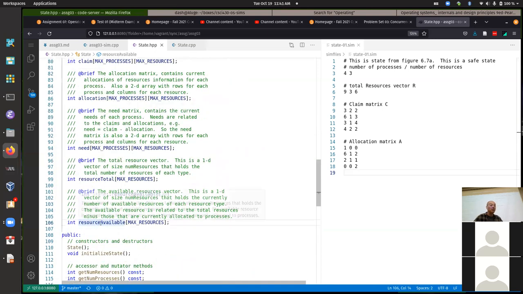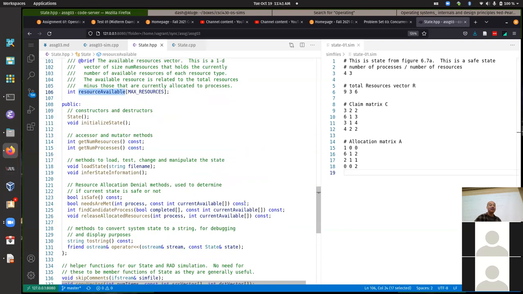We've got something called resource available. So that was the initial resources that were available. So the initial V vector, right? We pass in the current available because we're going to be using this in the banker's algorithm, where the current available changes as we return resources back, right? But we want to keep it separate from the initial amount of available resources before we start the banker's algorithm.